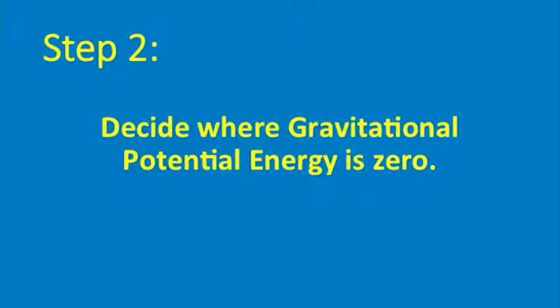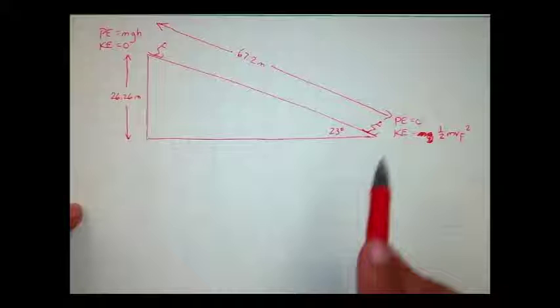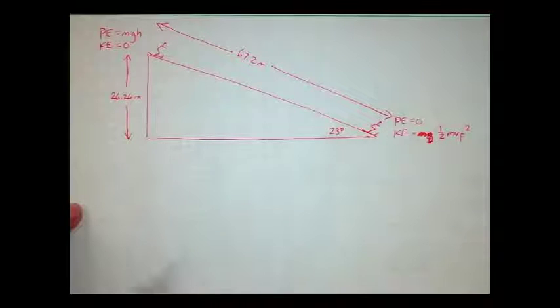Step 2 is the same. Choose at what point in the motion we will have a zero gravitational potential energy. Once again, we choose it to be at the bottom of the slope to save us the problem of having negative numbers for gravitational potential energy.